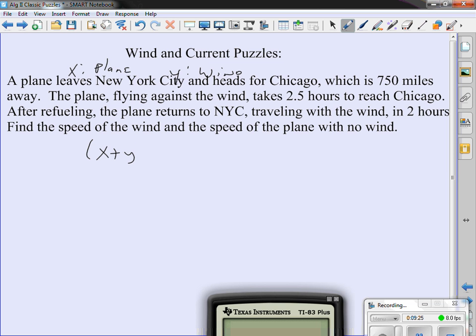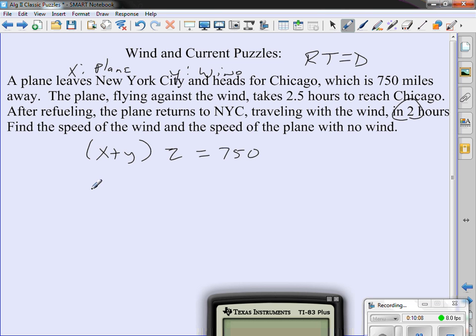x plus y. So the plane plus the wind. What's going to happen to that? Is it going to speed you up or slow you down? Speed you up. So which one's the faster time? 2 hours. So times by 2. All of these problems are going to be the standard. We take the rate times the time equals the distance. How far is it to New York City from Chicago? 750. That's your first one.